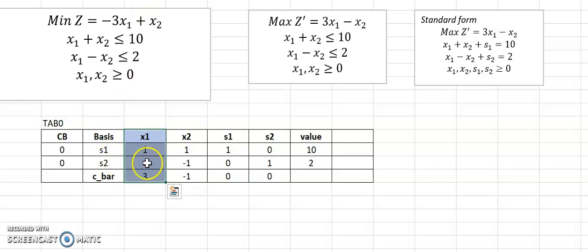Okay, so now we need to determine which variable is going to exit the basis. To do that, we're going to calculate the ratio, and it is calculated by dividing the value by the equivalent value in the pivot column. So okay, as you can see, S2 has the smallest ratio, so we're going to be selecting it to exit the basis. So S2 is going to be exiting, and hence this row is going to be the pivot row, and this element is going to be the pivot element.